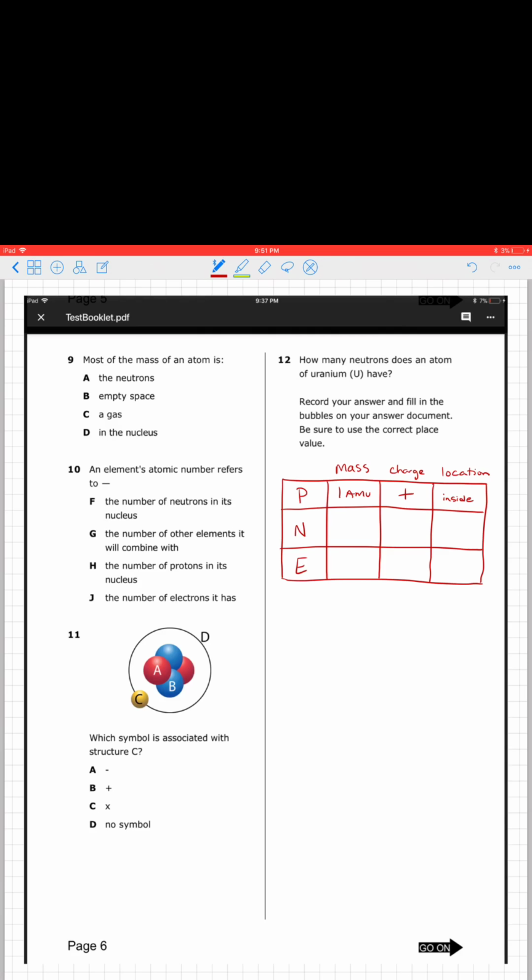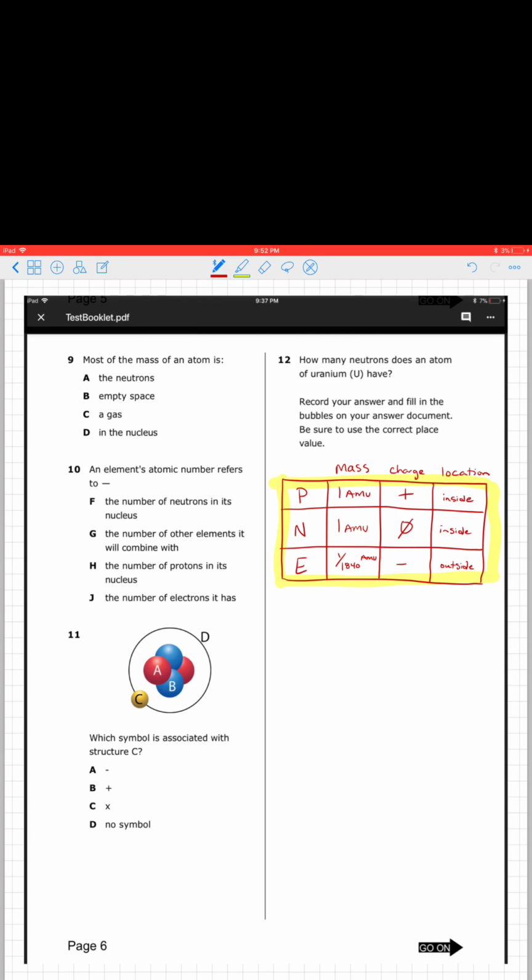Then we have the neutrons. The mass of a neutron is 1 AMU. The charge was neutral, or nothing, and it's located inside the nucleus. And then we had the electrons. It was 1 over 1,840 AMUs. The charge was negative, and they were located outside. If you guys can remember this table, this is going to be your best friend when it comes to any questions about the characteristics of subatomic particles.